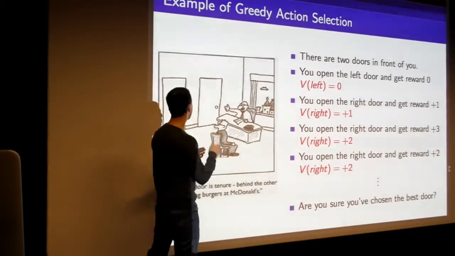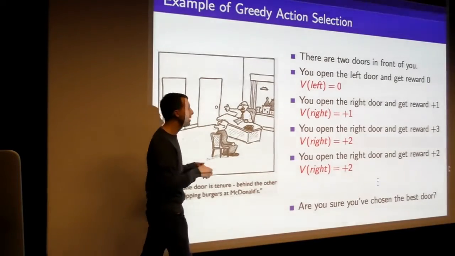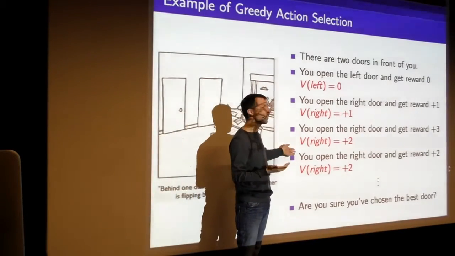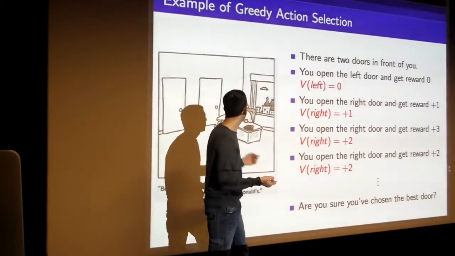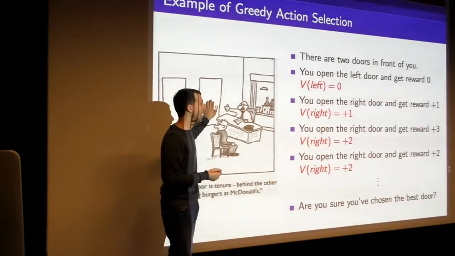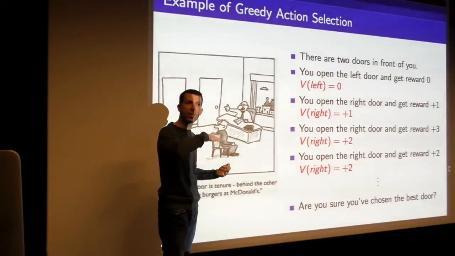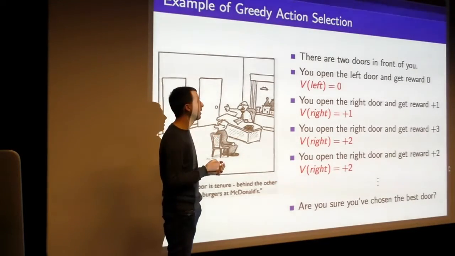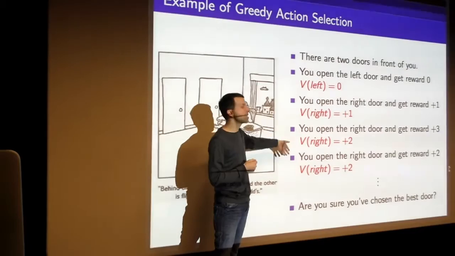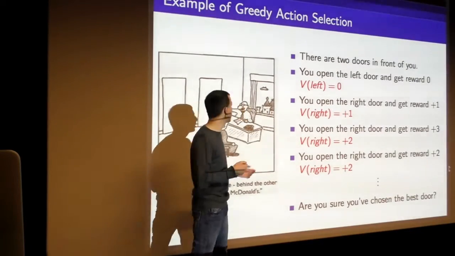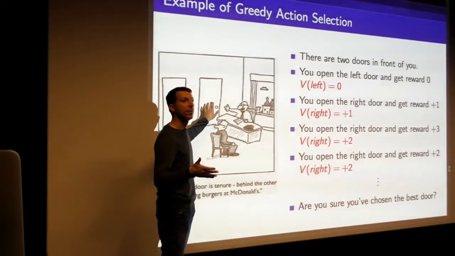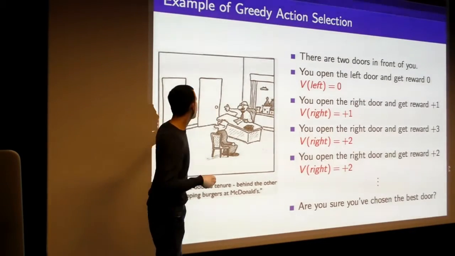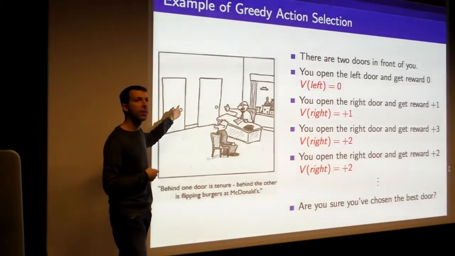So if you're acting greedily, you would pick it again. Maybe you get a reward of +2 again, and now you've got a mean of 2. So you'll open it again. Maybe your mean is just going to fluctuate a little bit around 2. Let's say you always get a reward between 1 and 3. You'll keep on opening this door forever. And the problem is that we don't really know what the value of the other door is. We've only tried it once.